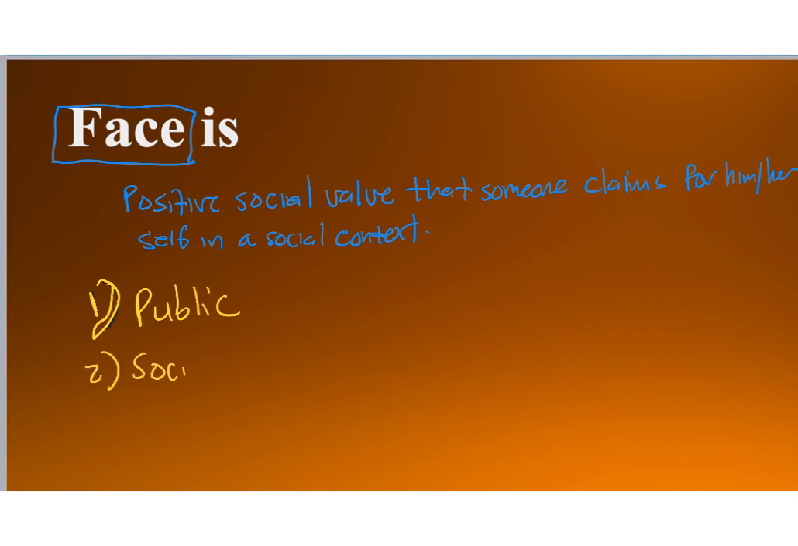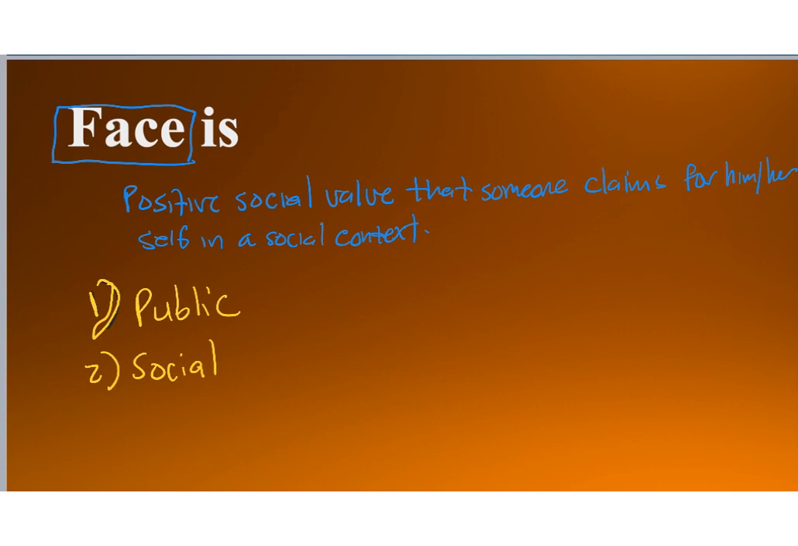Secondly, face is social. In order for you to claim certain face identities, other people have to pick up on the cues and the things that you're doing to confirm that. So if you want to claim that you're smart and you want people to perceive that you're smart, you have to do things in a social setting such that other people can perceive you as intelligent.